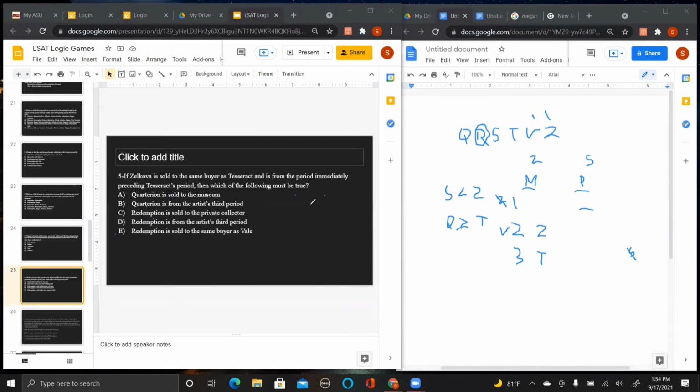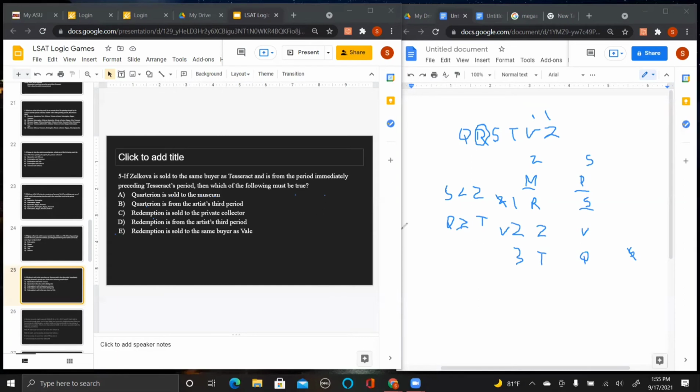So if Zelkova is sold to the same buyer as Tesseract from before Tesseract, there's something that comes after Z, so it can't be in third either, right? Tesseract comes after it. So it has to be second, because it can't be first, and now it can't be third because something comes after it. Which means V has to be over here, because V always has to be in second position, and that means S has to be first. And then Q cannot be earlier than T, so Q has to be here, and R has to be here.